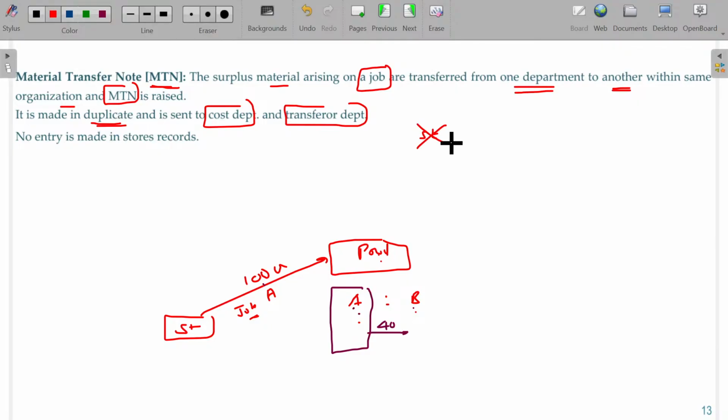Already told, when goods are transferred within the production department from one job to the next job, it will not be posted in the stores. They are not required. That will finally be adjusted while preparing the job cost. Subsequent lectures will discuss job cost and batch cost. In that job cost, I just mentioned the same concept here. GRN is the goods received note, and this is the material transfer note. No entries are made in the stores records.